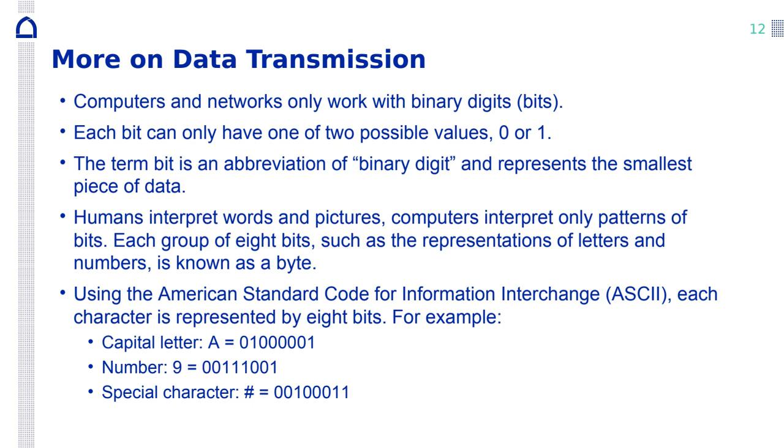We all know that computers understand only binary, 0 and 1. Okay? And what is the smallest digit in binary? It's called bit, 0 or 1. A human interprets words and pictures. Computers interpret only patterns of bits. That's why, using the American Standard Code, they have a code, ASCII code, for each letter. A has a code, B has a code, okay, shift, space bar has a code. So for example, A, this is the ASCII code of A.